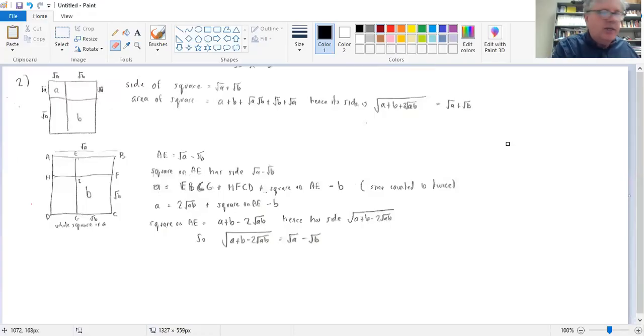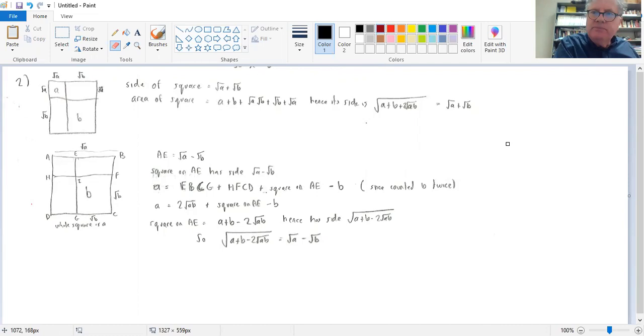Okay, so number 2 was number 4 in the book, to show that square root of A plus square root of B equals square root of A plus B plus 2 square root of AB. And you just draw the square like that. So if the squares are A and B, then the sides of the square are square root of A and square root of B, and then you just add up all the squares.